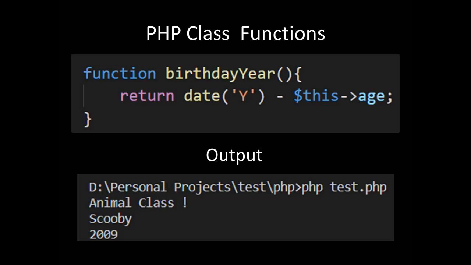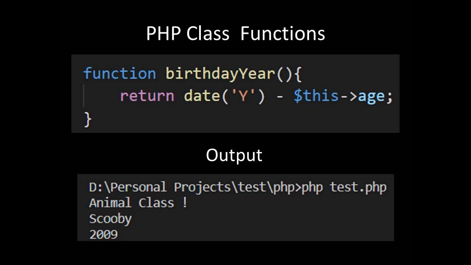In this example, we made a function that calculates the birth year of the animal, based on its age property and the current year. We can fetch the current year by using a predefined function in PHP called date. It takes as a parameter a letter that represents either the year, month, or the day. Here we only need the year, so we put the letter y as an argument, and we return the result of subtracting the animal age from the current year.